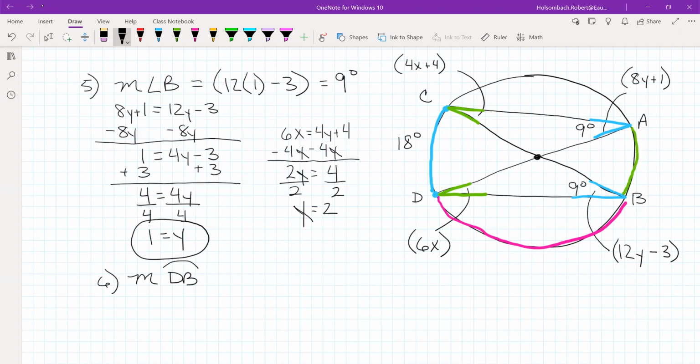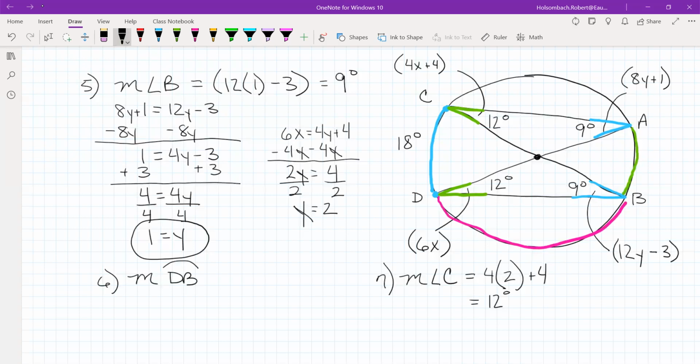So if we substitute the 2 up here for angle C, actually number 7 right here is the measure of angle C. So the measure of angle C is equal to 4 times x, which is 2, plus 4. And 8 plus 4 equals 12. So this angle C right here is 12 degrees. All right. So that answers number 7. Angle D is equal to 12 degrees.